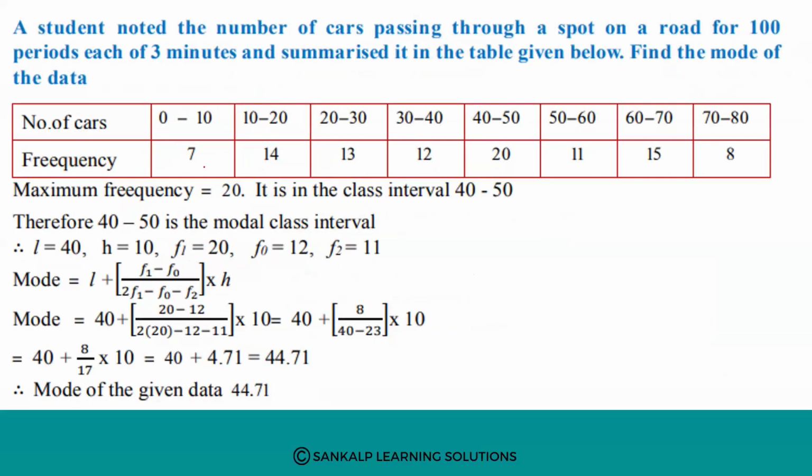Okay. So question is, a student noted the number of cars passing through a spot on a road for 100 periods each of 3 minutes and summarized it in the table given below. Find the mode of the data. So number of cars they have given, that is 0 to 10, 10 to 20, 20 to 30, 30 to 40, 40 to 50, 50 to 60, 60 to 70, 70 to 80. So frequency 7, 14, 13, 12, 20, 11, 15 and 8.